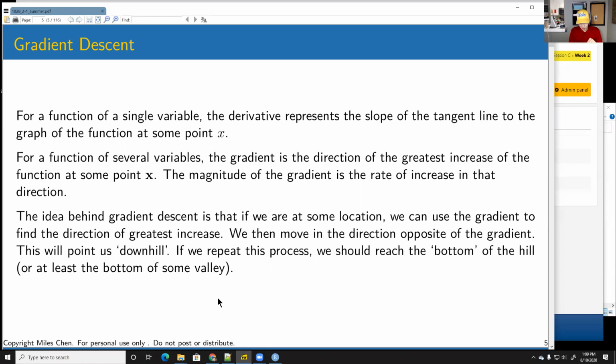Then after we take a step, we reevaluate and ask which way is uphill, and I say, oh, that way is still uphill. So then we take a step downhill, and we just repeatedly take steps downhill. If you do that, you should reach the bottom of the hill, or at least the bottom of some kind of valley. You can think of this as having some map surface, and you take a ball and set it down, and the ball will just roll downhill. We take a step downhill, and we just keep going downhill, downhill, and downhill.